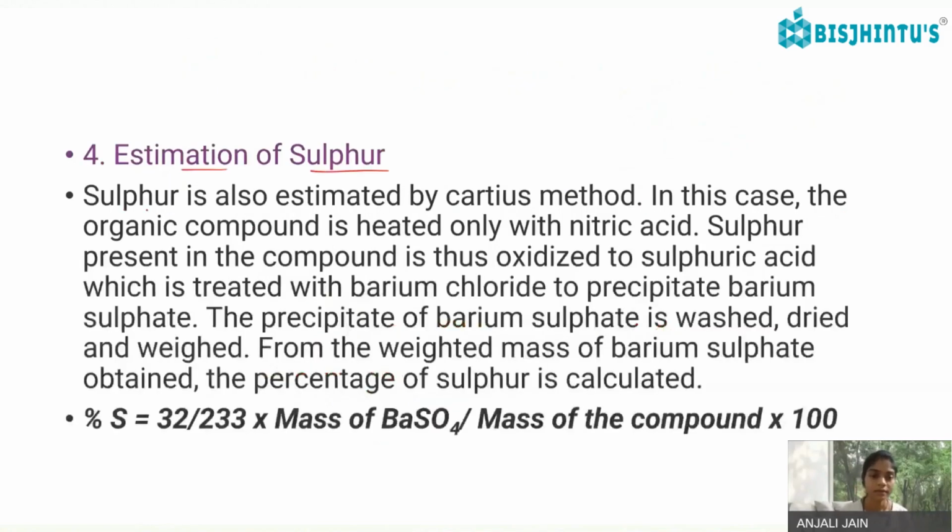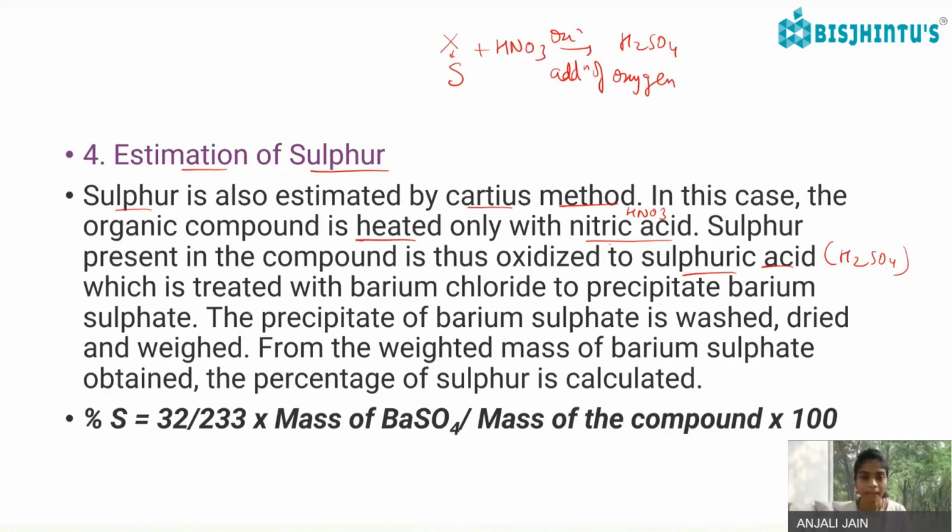Now, estimation of sulfur. Sulfur is also estimated by Carius method. In this case, the organic compound is heated only with nitric acid, only HNO3 is used. Sulfur present in the compound is thus oxidized to sulfuric acid. If any compound X is having sulfur, then when it is treated with HNO3, the oxidation of sulfur happens to H2SO4. Oxidation means addition of oxygen. This is then treated with barium chloride so as to form the precipitate of barium sulfate.